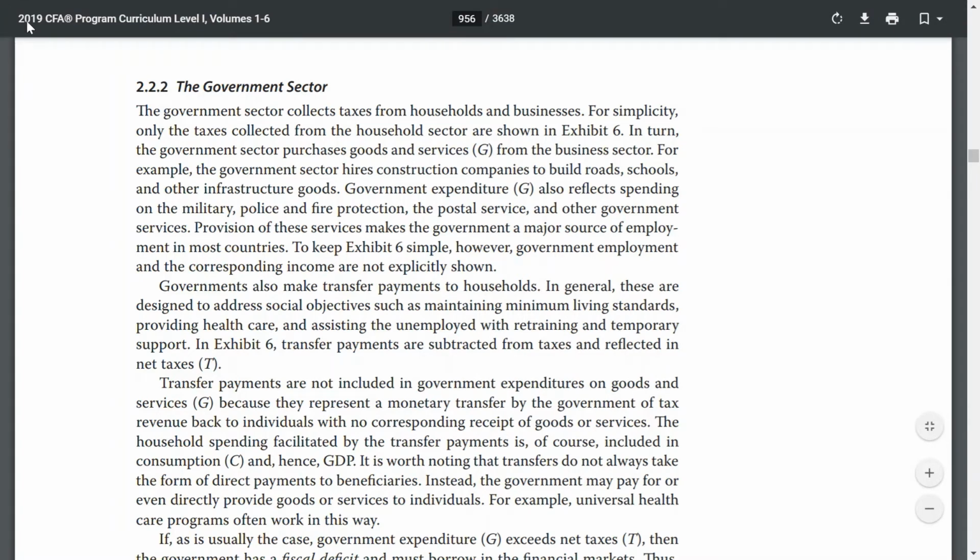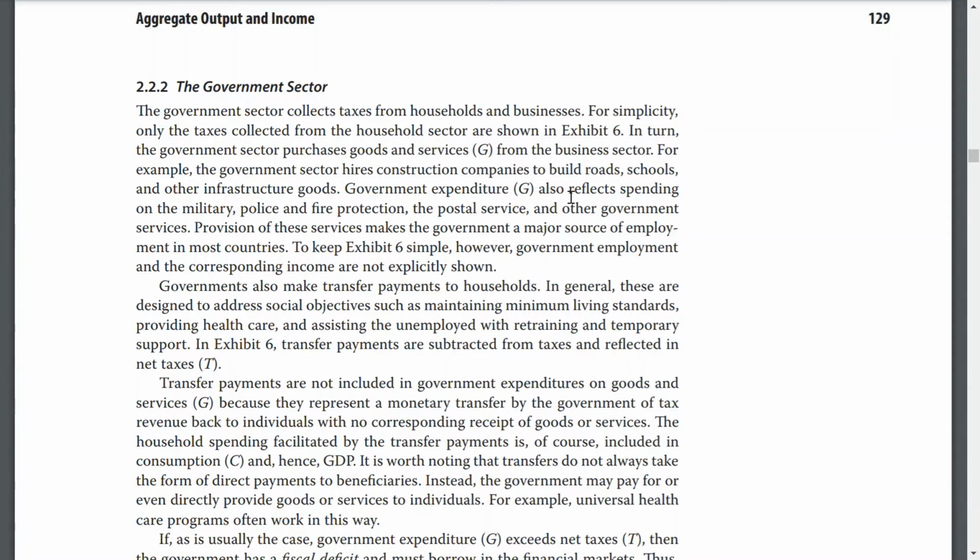2.2.2 The government sector collects taxes from households and businesses. For simplicity, only the taxes collected from the household sector are shown in Exhibit 6. In turn, the government sector purchases goods and services, G, from the business sector, or government spending. For example, the government sector hires construction companies to build roads, schools, and other infrastructure goods.